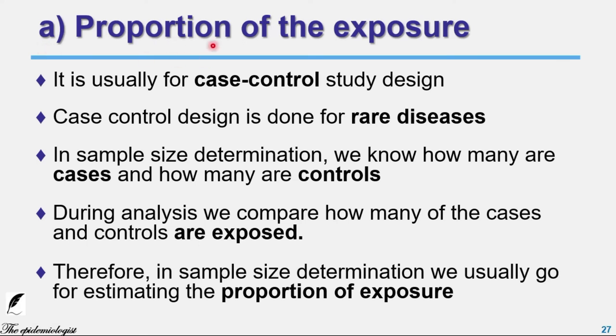What and how could we estimate the exposure? Estimation of the exposure is usually done for case control study design. A case control design is also done for rare diseases. In the beginning of study subject selection, we knew how many were cases and how many were controls. Later, in the analysis, we compare how many of the cases and controls are exposed. Therefore, in sample size determination, we usually go for estimating the proportion of exposure.